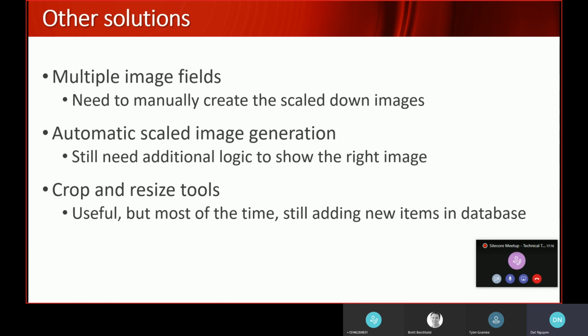We're looking for other solutions, like maybe people would use multiple image fields to store tablet and mobile alternate versions of the image so that they load at those breakpoints. But you do have to create these scaled down versions of the images themselves and store them in the Sitecore media library. Also, there might be solutions out there where they automatically create scaled images for you. When you upload an image, they'll automatically create additional images that are scaled down. But of course, you still need the additional logic to show the images. You need the data field as well to populate with those images that were created automatically.